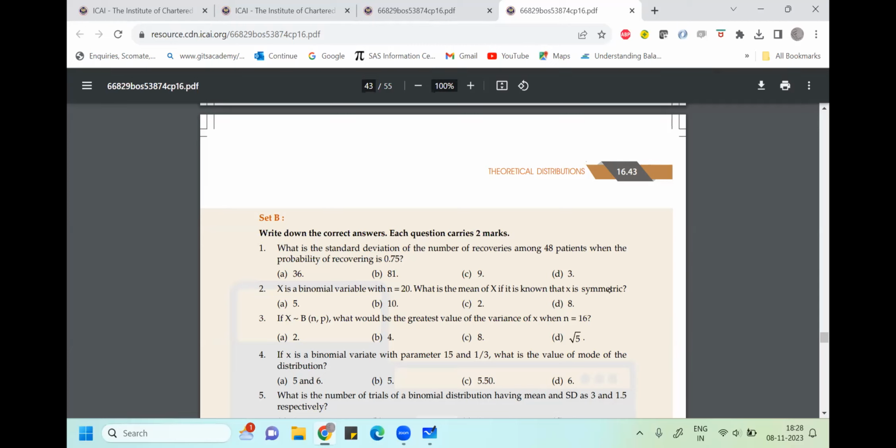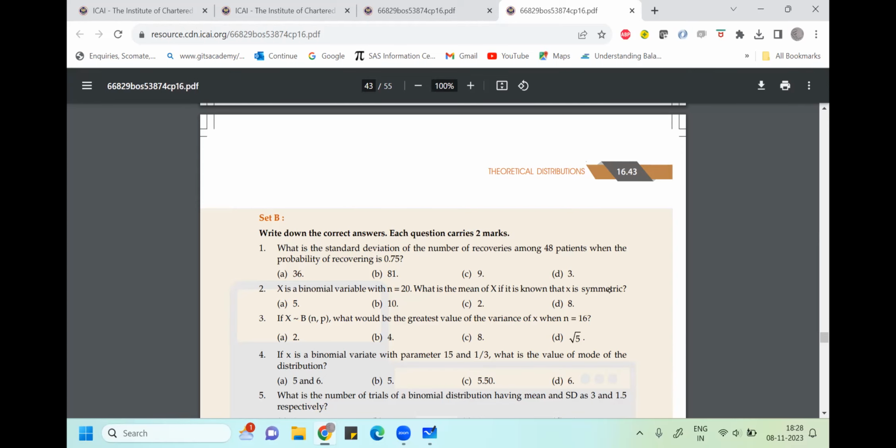Clear everyone? Question number 2, what is your answer? Answer is 10. What is the formula of mean? N into P in the case of binomial distribution. When your distribution is symmetrical in nature, then your P is half. Here the N is given as 20. So what would the mean be? Mean would be 20 into half, or 20 into 0.5, your mean would be equal to 10.